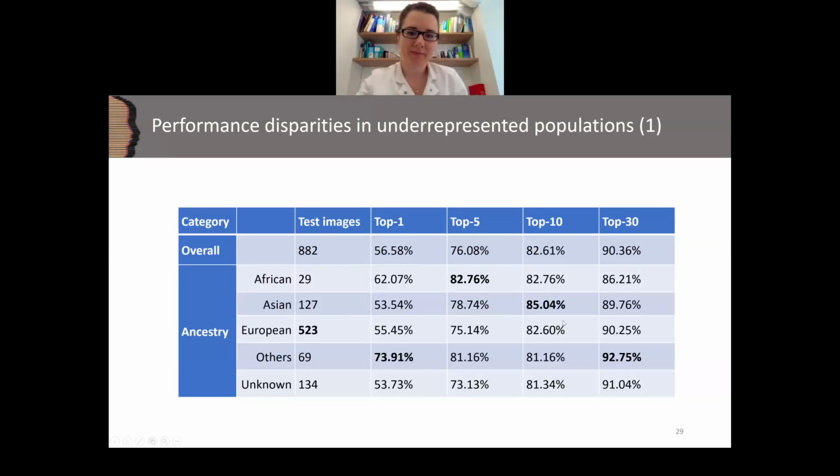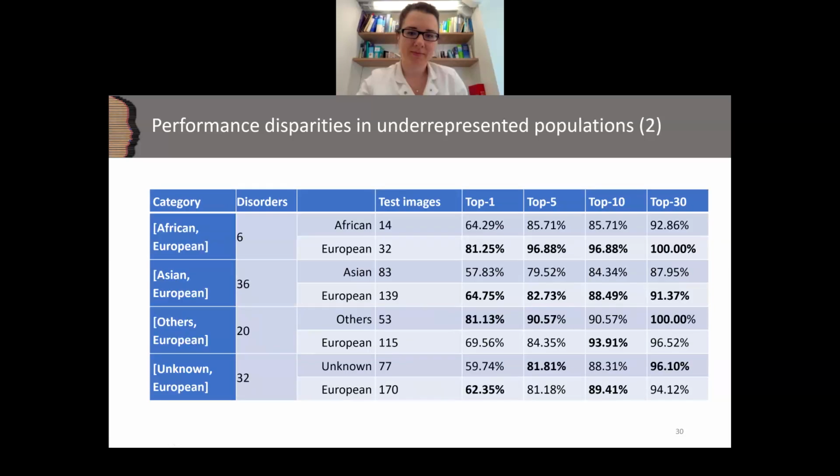However, we found that the problem is the data distribution, because here we can see that European have around 500 photos in the test set, African only 29, Asian 100. And the European cover many more disorders, which are relatively difficult to recognize. So this kind of comparison is not fair if we compare the performance directly, if they are not analyzing the same disorders. So therefore, we further do another analysis.